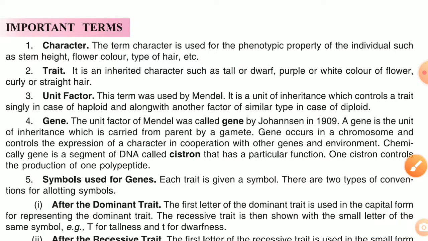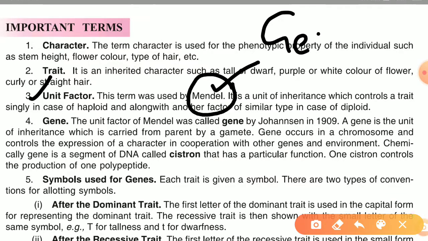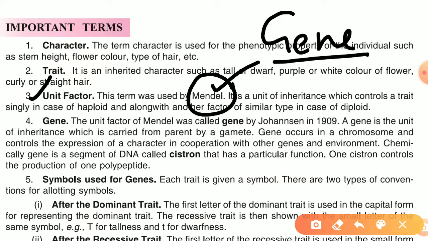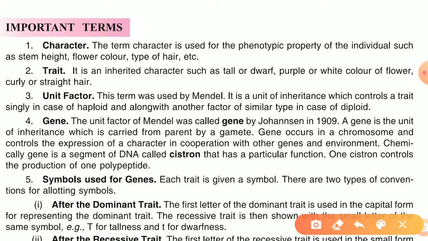Clear? Now the next term which you should know is the unit factor. Children, one most important thing which you should know about genetics is about Mendel. Mendel is known as the father of genetics. And when Mendel was there, at that particular time, he was not aware of the term gene. So he used the term factor instead of gene. So sometimes it is asked which term Mendel used for gene? Mendel used the term factor in order to express a gene.